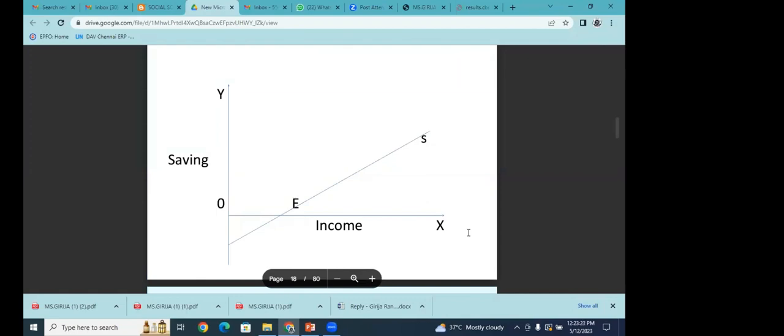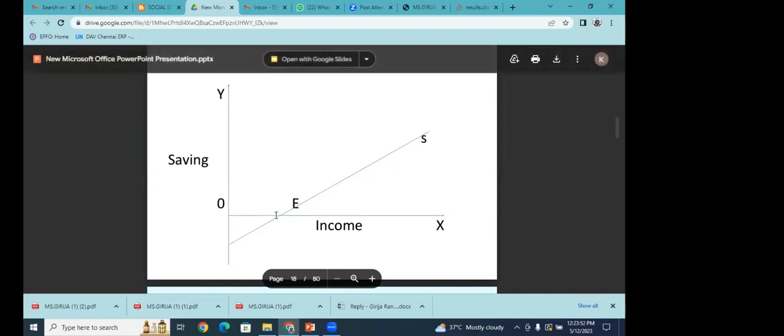Because when income is equal to 0, that time also we will consume. Yes, there will be negative saving at lower levels of income. If income is very low or 0, we know that there will be negative saving. That is the reason why the saving curve starts from the negative side of the y-axis.